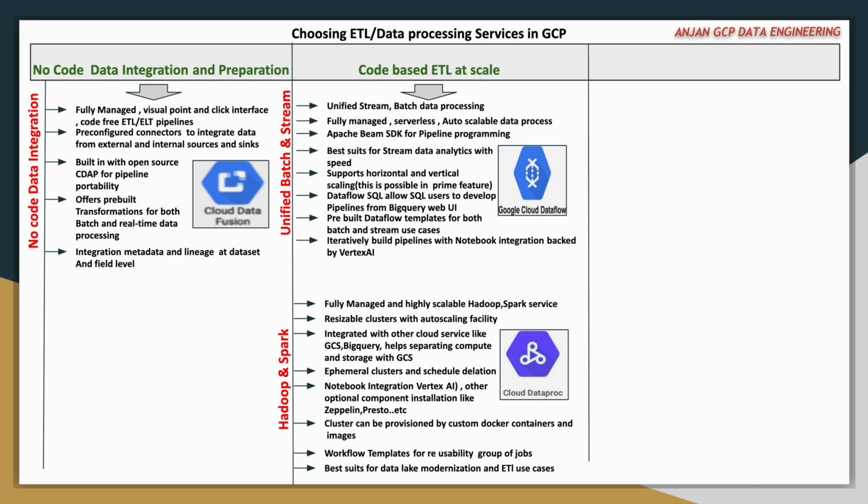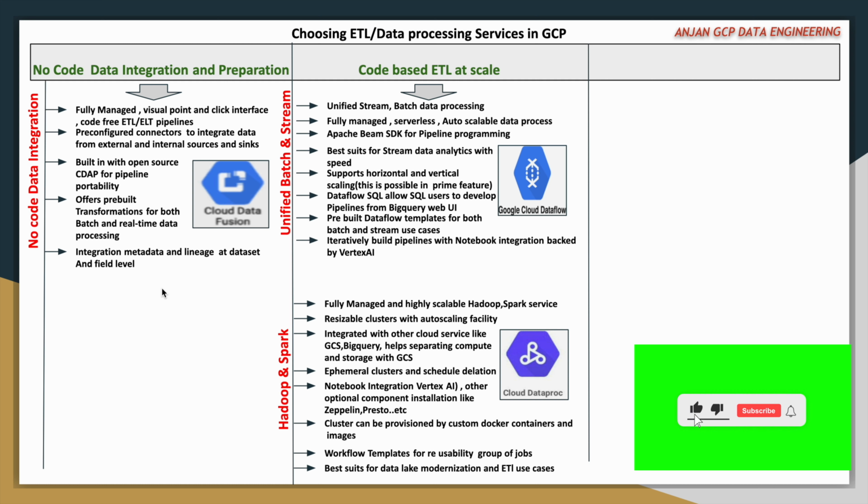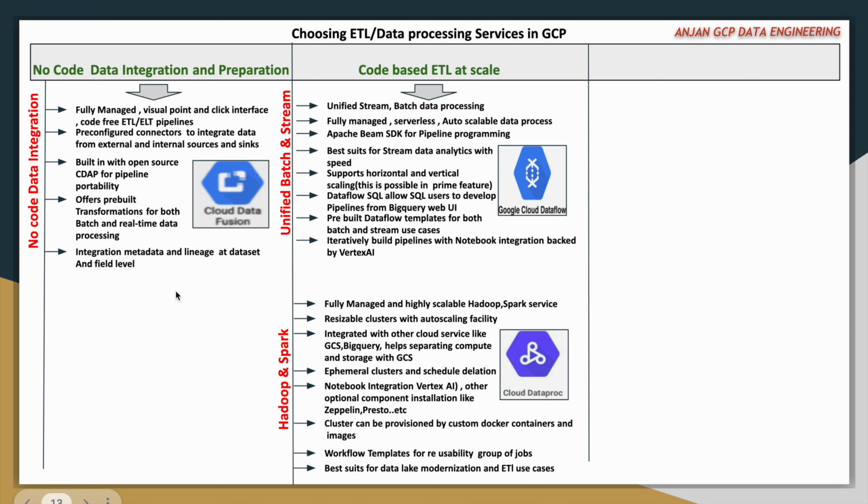And one more good feature I've seen with this service is metadata and lineage at dataset level and field level. So for example, let's say there is a field and you are performing transformations in multiple stages, and you would like to track that field, how it is getting transformed from one stage to the other. You can visually track those field transformations using this service. This is one of the great features I've seen.